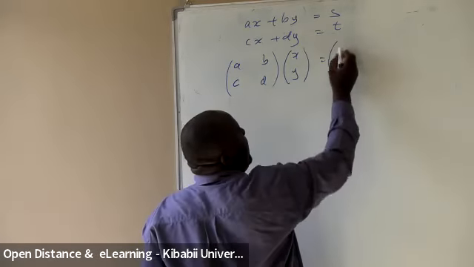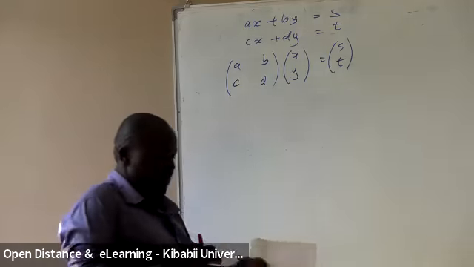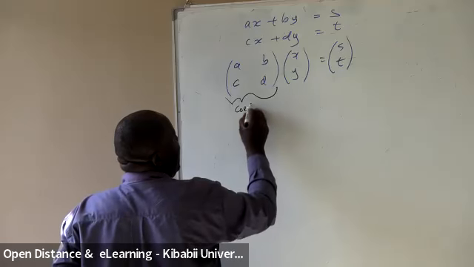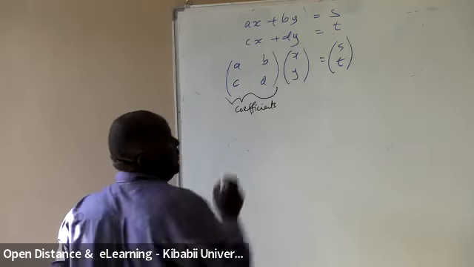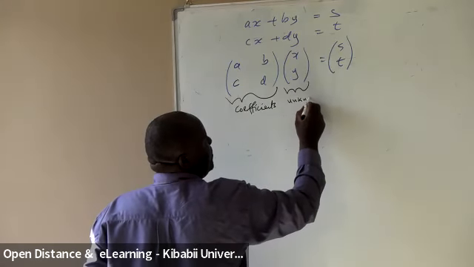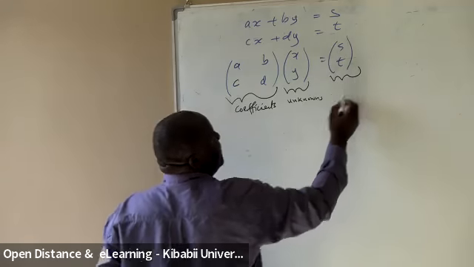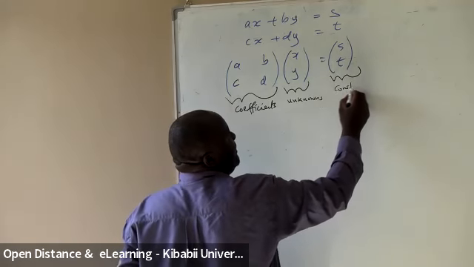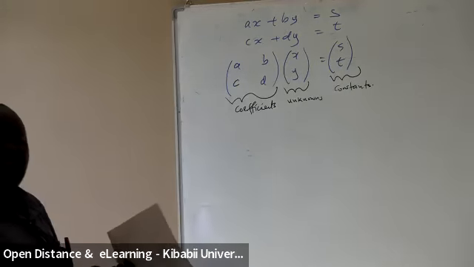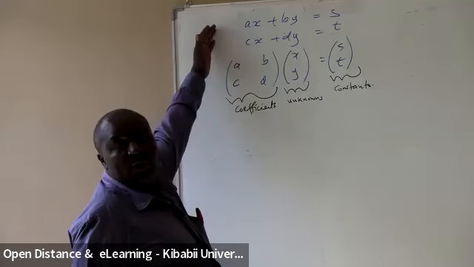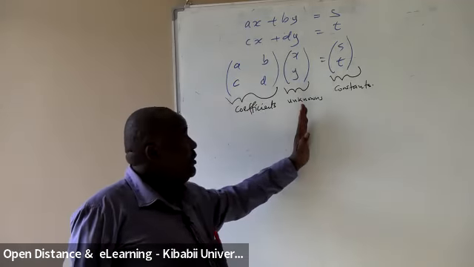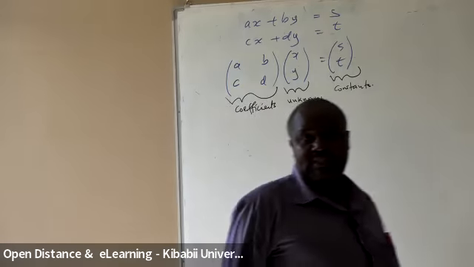So this is the left hand side in the equation form, the matrix form. In matrix algebra, we refer to this as the matrix of coefficients. We refer to this as the matrix of unknowns. And we have this as the constants, the matrix of constants. So, given any system of linear equations, we can extract the matrix of coefficients, the matrix of unknowns, and the matrix of constants.